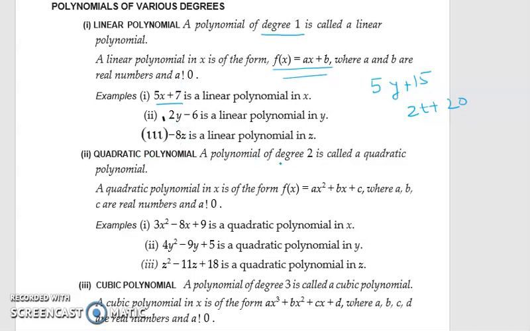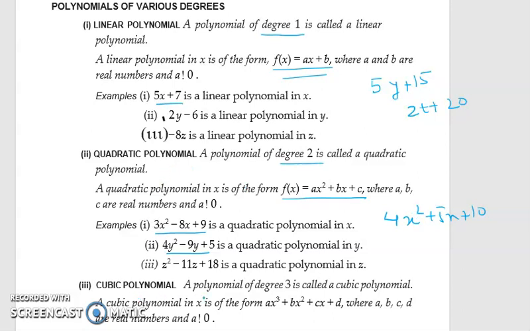Quadratic means degree should be 2. Example, a quadratic polynomial in x is of the form ax square plus bx plus c. Example, 3x square minus 8x plus 9. What is the degree here, students? 2. See here, 4y square minus 9y plus 5. Same thing, degree is 2. It has to be 2. If I write suppose 4x square plus 5x plus 10, what is the highest power? 2. So degree is 2. So therefore it is quadratic.